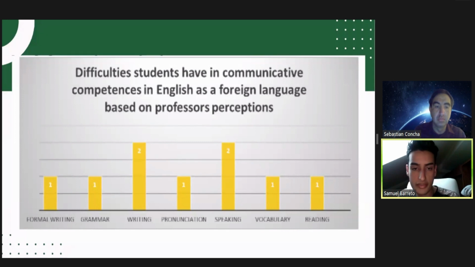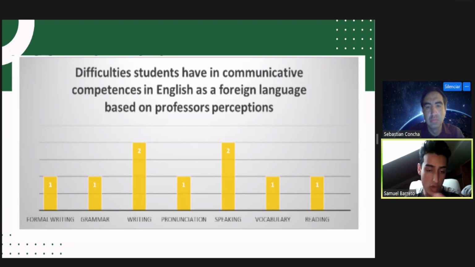And here we have in this table that, based on professors' perceptions, they agree with students that speaking is the most difficult communicative competence for them. But they didn't state that listening was a difficult communicative competence for students. Instead, they stated that writing is difficult for them, writing and formal writing. The next one.